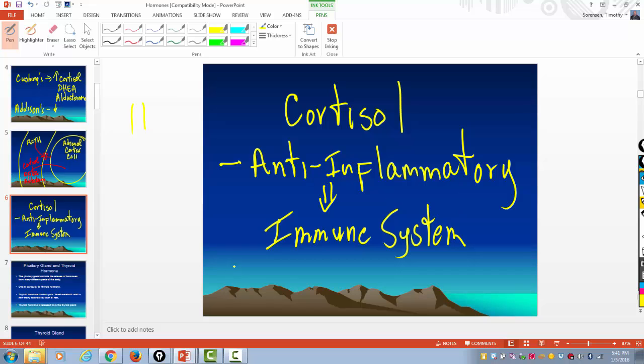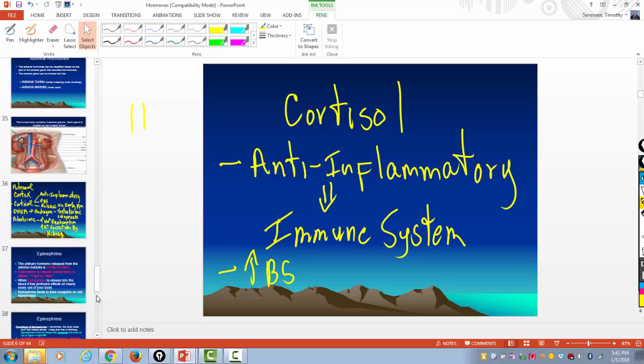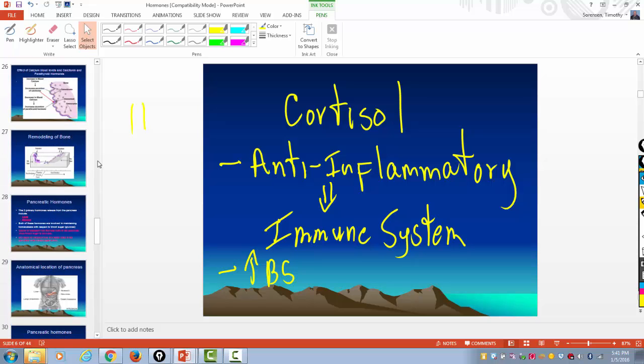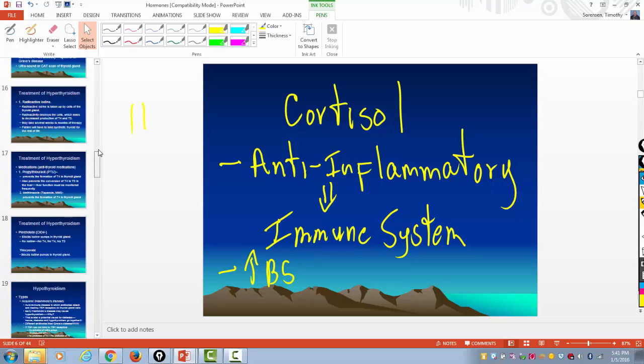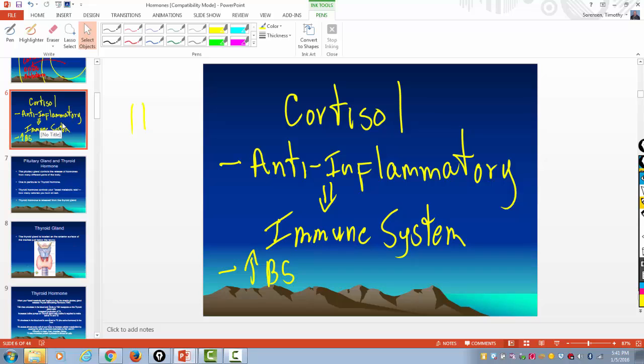The other thing that it does is it increases your blood sugar. And it increases your blood sugar in several ways. The other thing that cortisol does, hang on. Well, those are its primary effects. So what I want to do now is I want to explain to you, number one, how cortisol elevates your blood sugar.